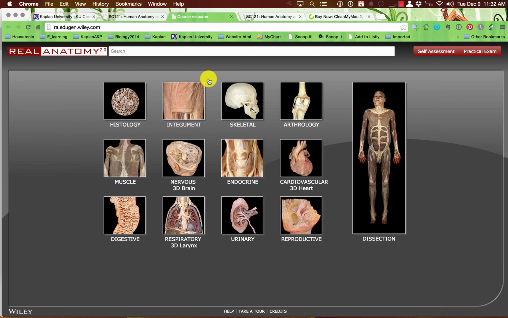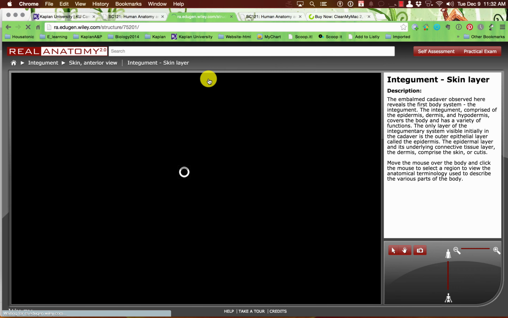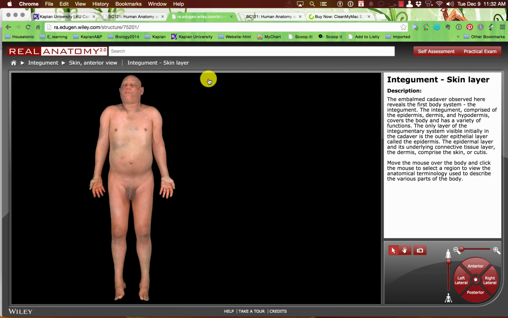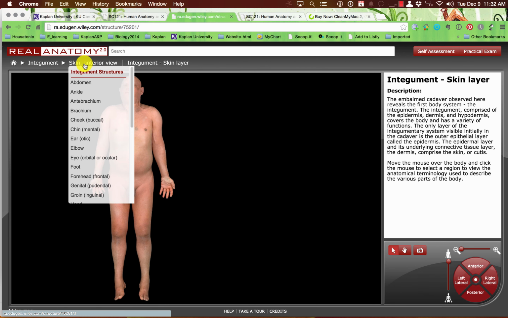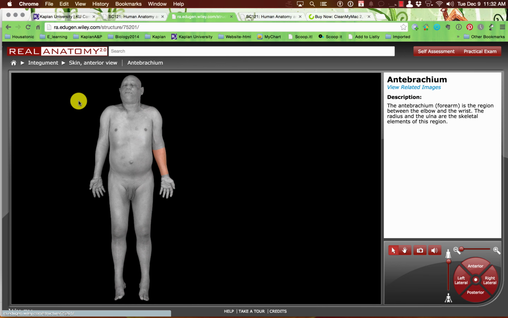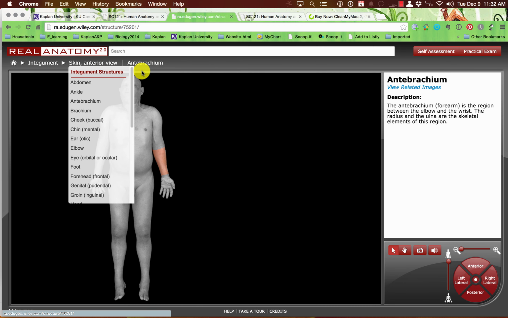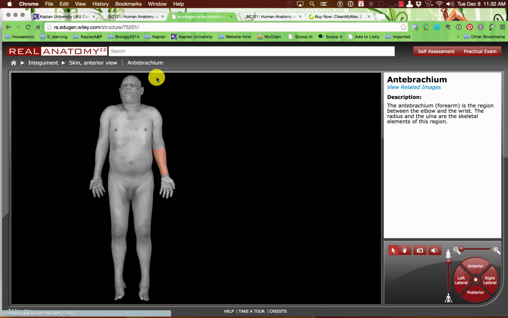Might as well go in there. So we'll click on that. And this is what opens up. Now, the first thing you need to see is all of the different structures in the different part of the body. You can see, if I click on that, the orange highlight will tell you what area of the skin we're talking about. You're looking at skin anterior view and antebrachium.